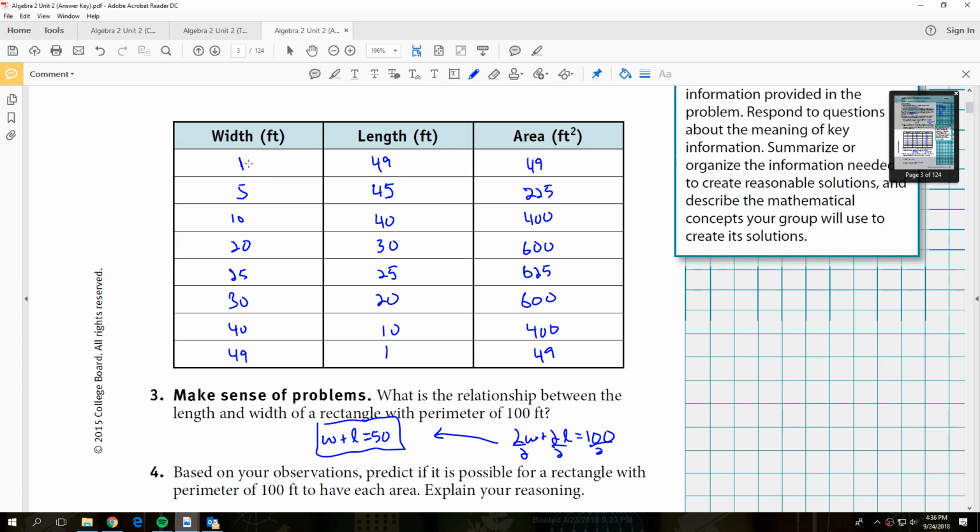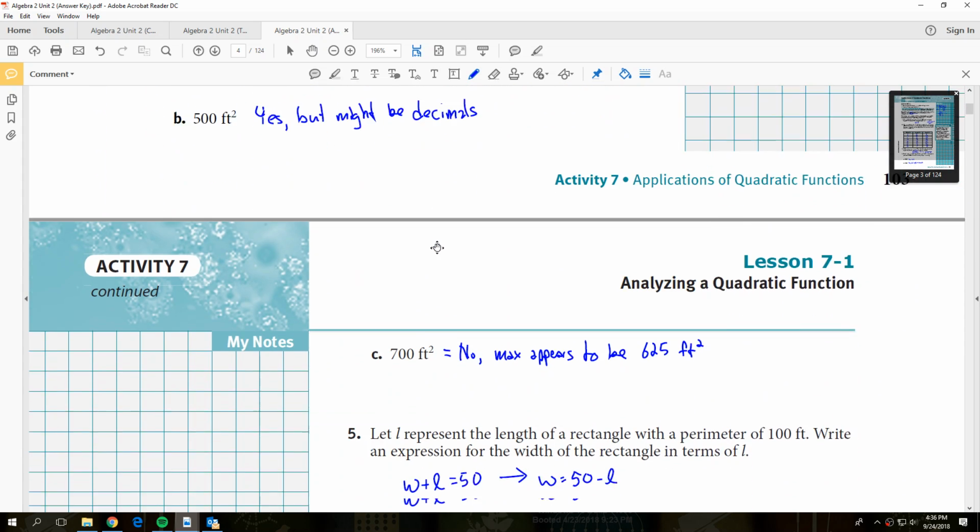What if the width is less than 1 foot? What if it's 0.01? We could do that, and it would start minimizing this area, getting smaller and smaller. What if the width was 0.000001? Then the length would be 49.9999999, and the area would get closer and closer and approach 0. But it could never actually be 0, because we could never have a width or length of 0. It has to be something bigger than 0.